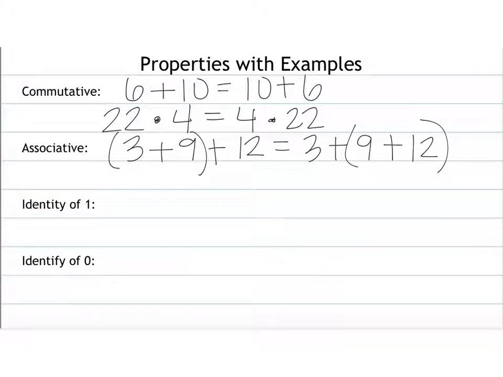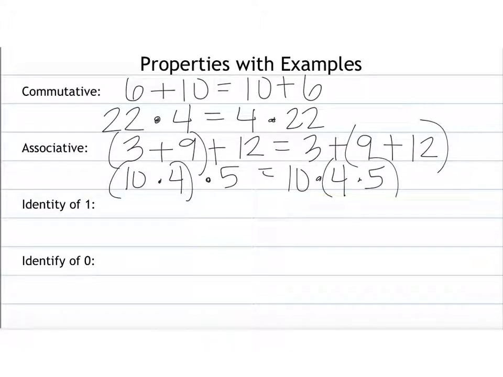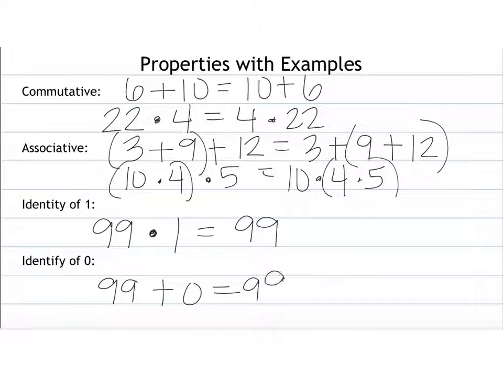Multiplication, 10 times 4 times 5 is the same as 10 times 4 times 5. Identity of 1, remember, could be 99 times 1 equals 99. Identity of 0 then would be 99 plus 0 equals 99.